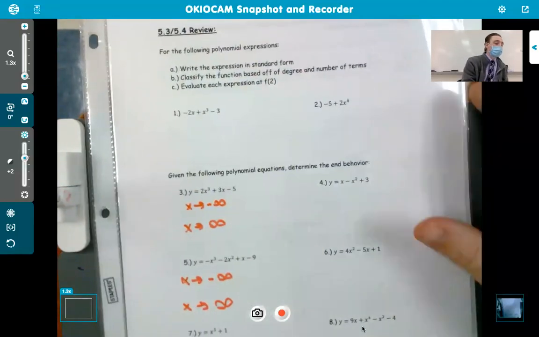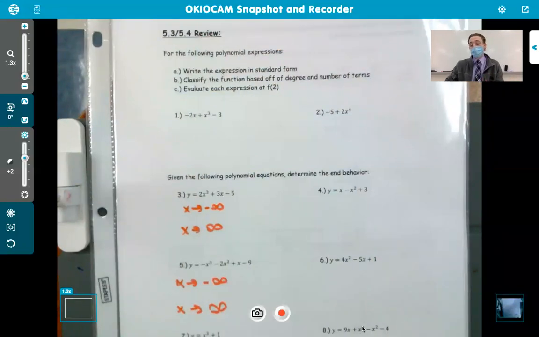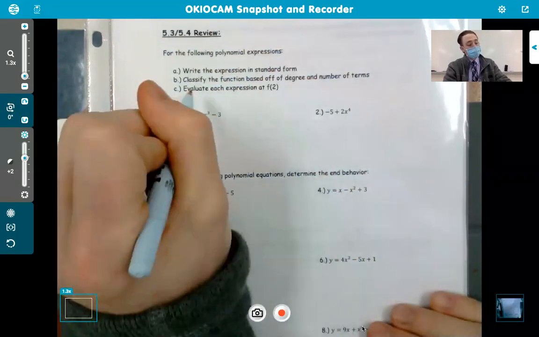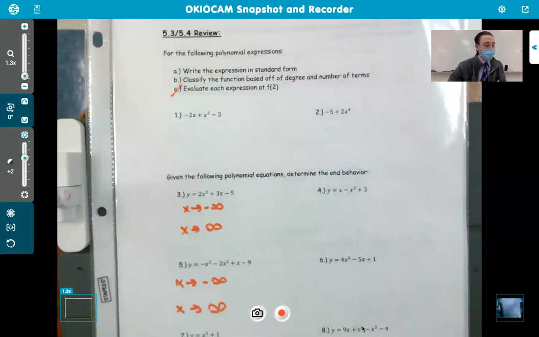And we're going to go through the odd problems as a class, and then whatever we do not get done will be due for homework. So all of the even questions are yours to complete as extra review for tonight. Okay. This first section, we're actually going to skip part C, but this first section, we want to write the expression in standard form.